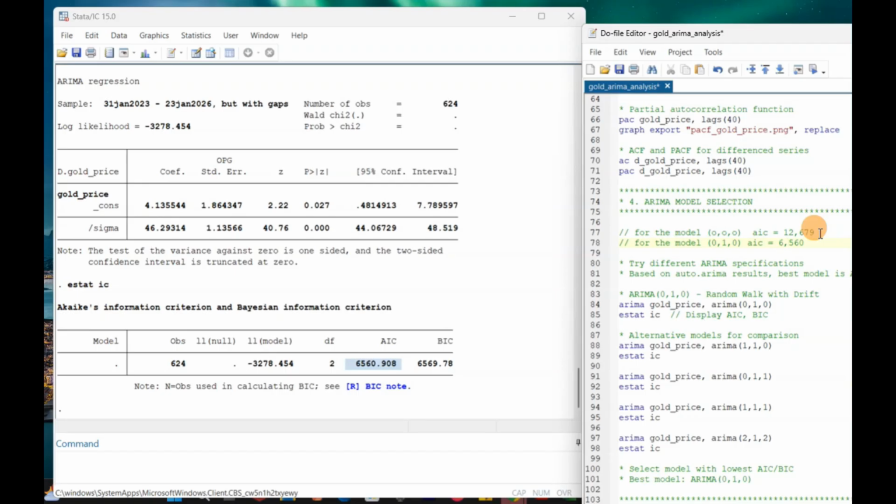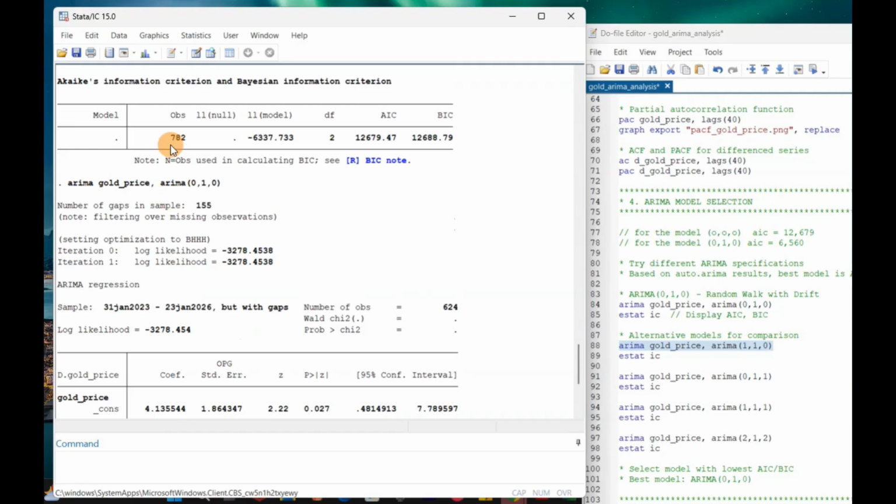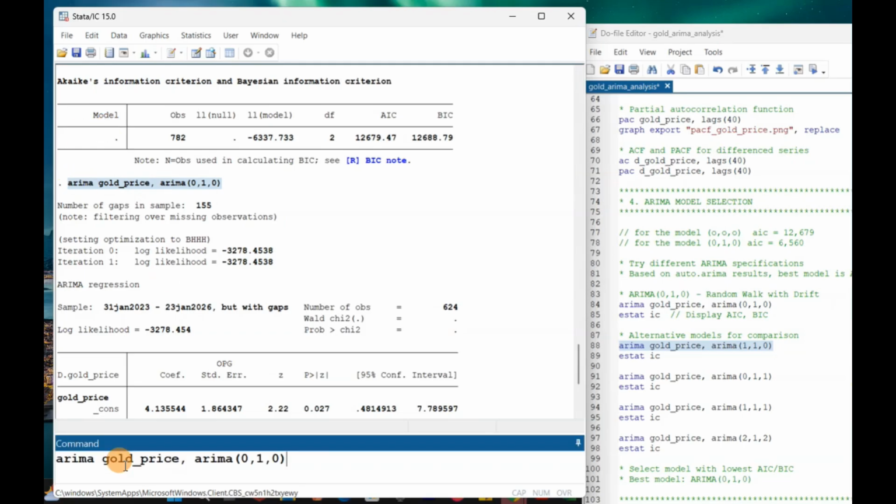Who can let me know why in the middle we are still remaining with 1? Who can discover the reason why in the middle we are still having 1? Because our gold price is not stationary at level. That's why we still keep 1 in the middle. Otherwise, if it was stationary, we should have put 0. But because the gold price is not stationary at level, we are keeping 1 in the middle. We are no longer changing it.